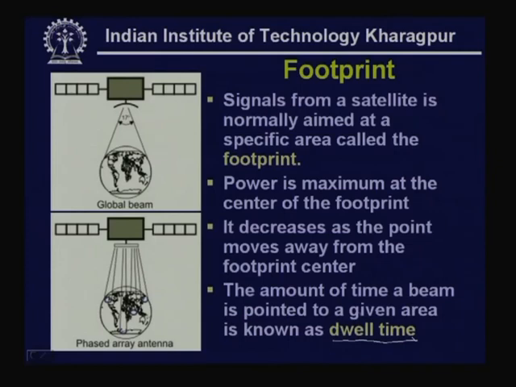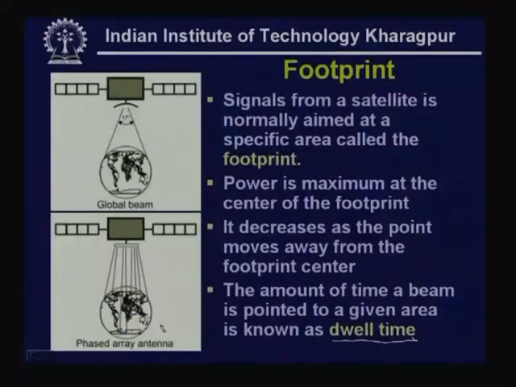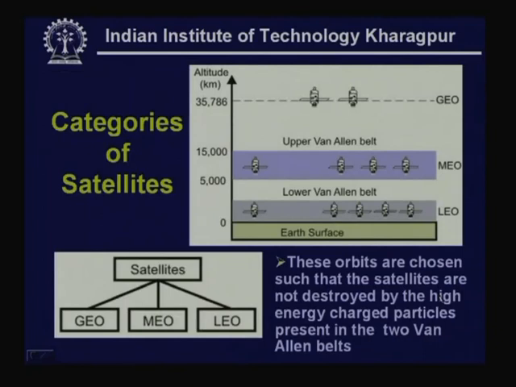So, the amount of time a beam is pointed to a given area is known as the dwell time, and of course, whenever it changes from one position to another, it takes some time, and the time is of the order of microsecond. So, the dwell time should not be very short or very large. Dwell time is controlled electronically, and it can be focused on some parts for a certain period of time, usually of the order of a few milliseconds. So, there are two important concepts, one is footprint, another is dwell time in the context of satellite communication.